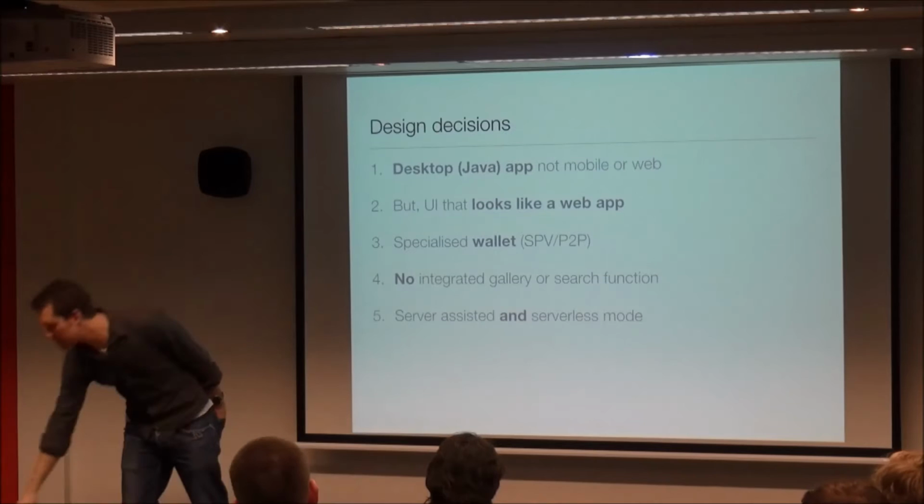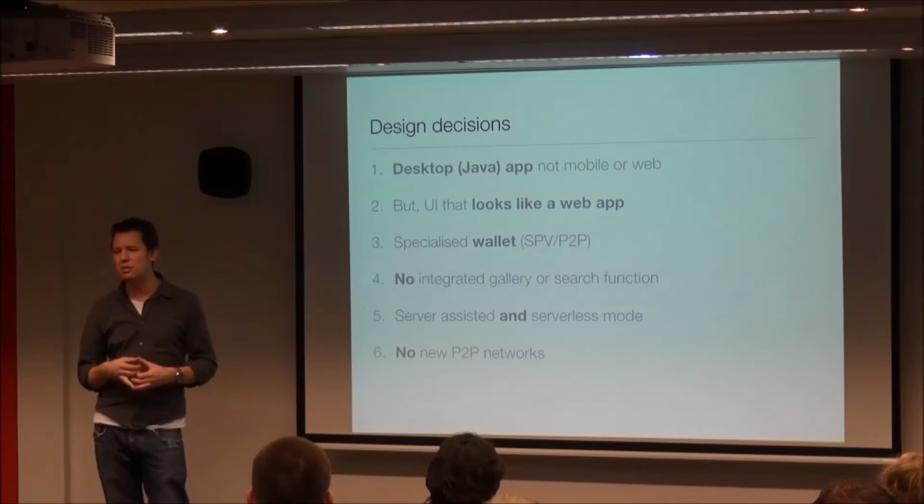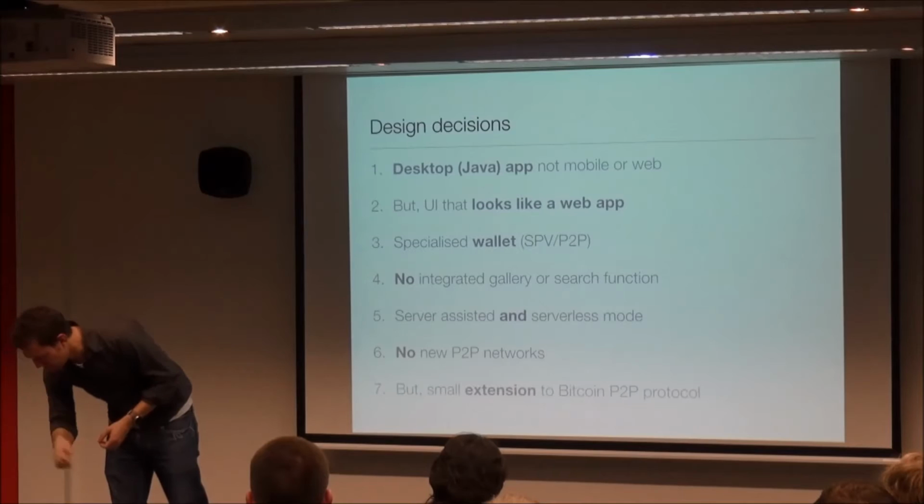And finally, Lighthouse itself, even though it's a decentralized app, does not actually create any new peer-to-peer networks. It uses the Bitcoin peer-to-peer network, but it doesn't have any other peer-to-peer networks behind the scenes. But it does rely on an extension to the Bitcoin protocol, and we'll talk about that in a second.